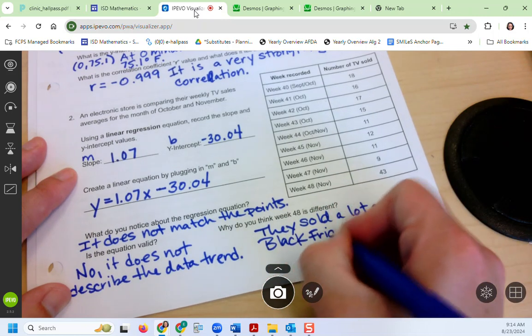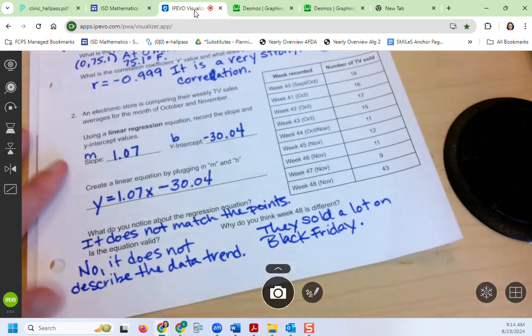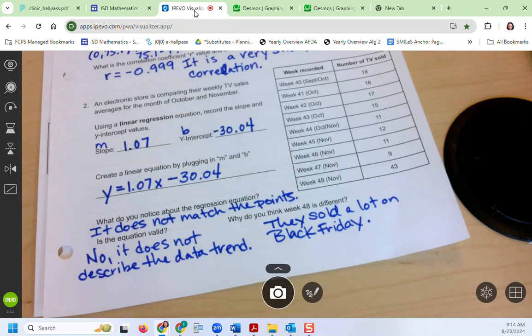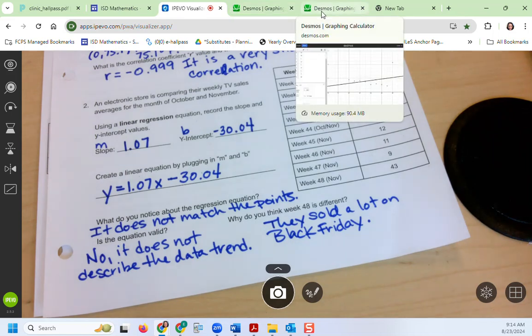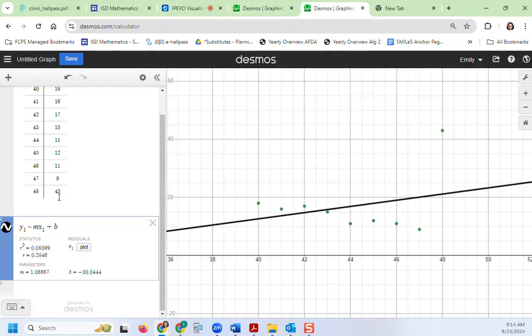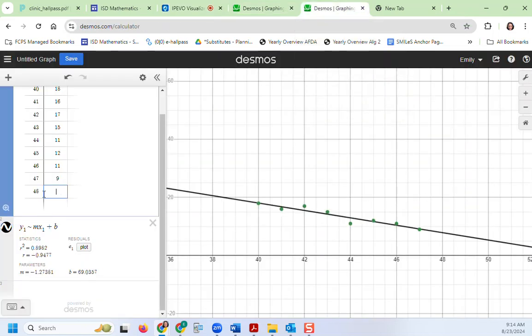All right, so if we wanted to see how our equation would change if we took that point out, we can go ahead and do it. Go ahead and take out that point and see if the line seems to match the other points pretty well. Okay, so taking out that last point. Oh, it looks so much better, right?